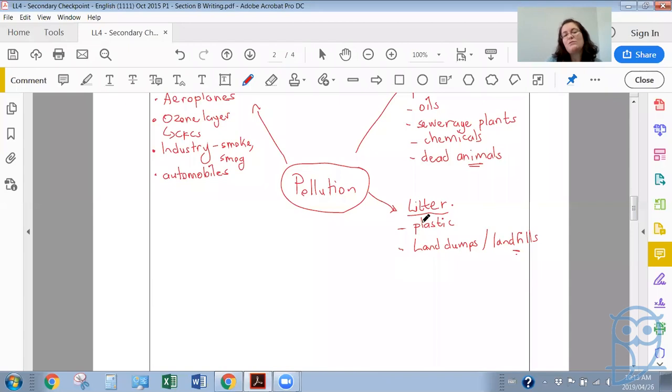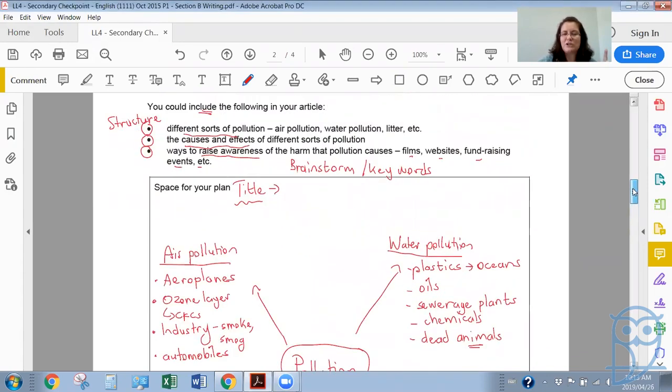Other places where litter is a problem are, for example, beaches. Beaches are part of the land, and you don't want to walk along a beach and find it full of trash. So plastic goes to landfill sites, absolutely. We've already got quite a few things we can explore in terms of the different kinds of pollution. Now let's go back to the other things: causes and effects of different sorts of pollution. We've touched on some of the causes, right?